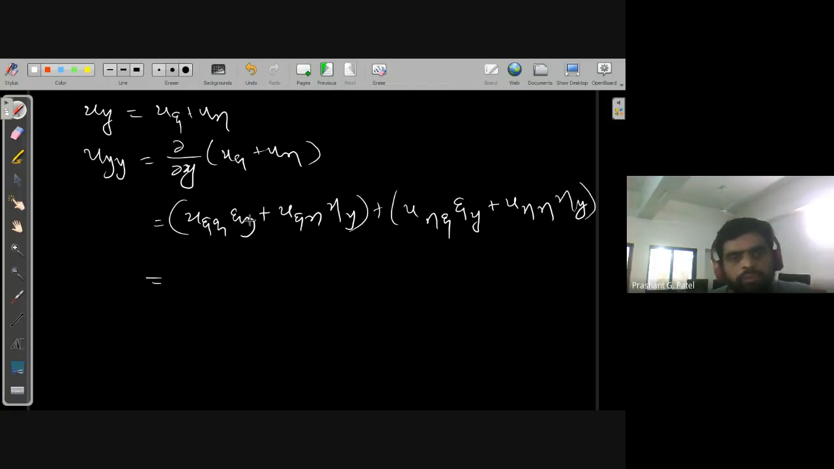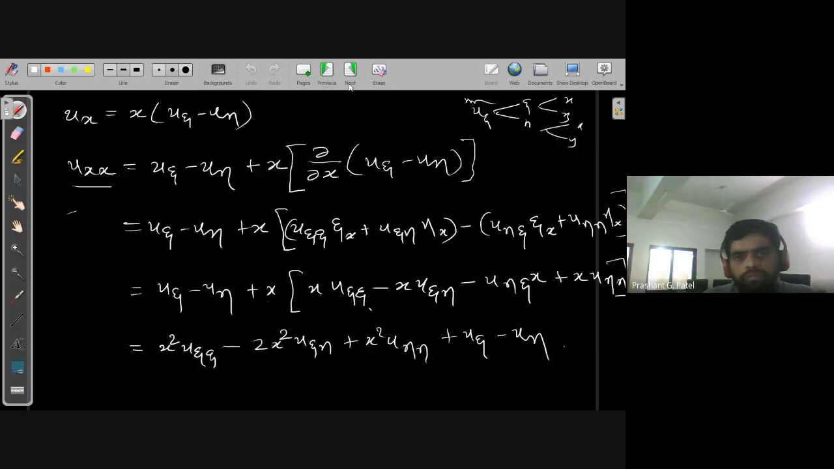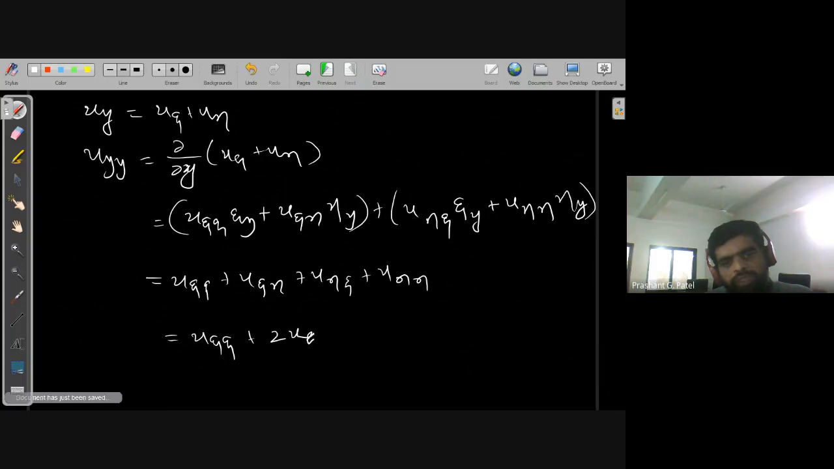This is equal to, we have calculated xi y is 1, eta y is also 1. So both these values are 1. So we have u xi xi plus u xi eta plus u eta xi plus u eta eta. So that will give me u xi xi plus 2 times u eta xi plus u eta eta. So this is the value of uyy.